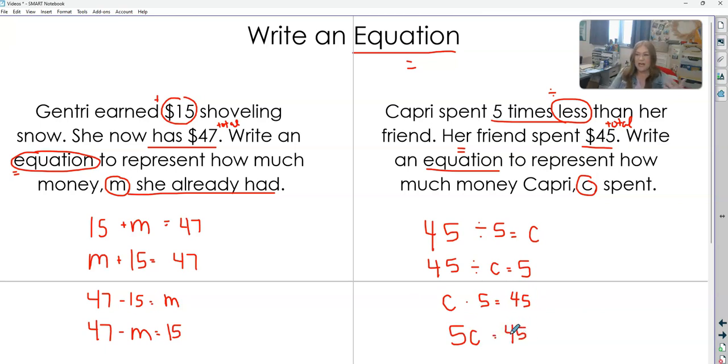So every equation has 4 ways that you can write it. So figure out what is it, and then you can always do the opposite of that as well.